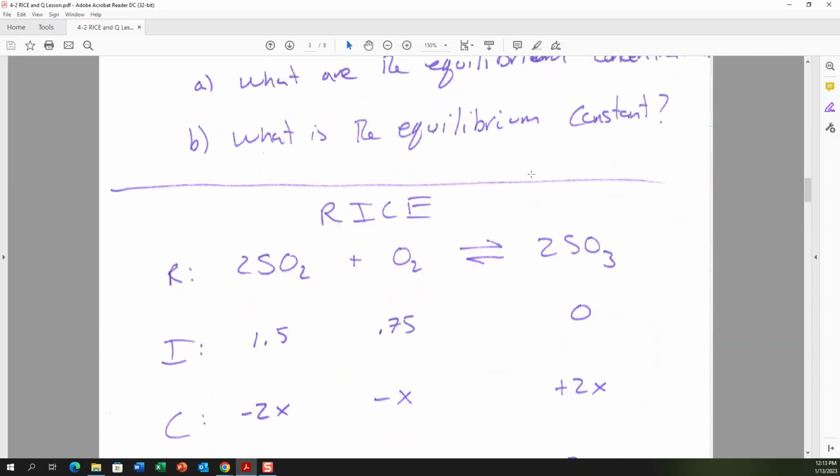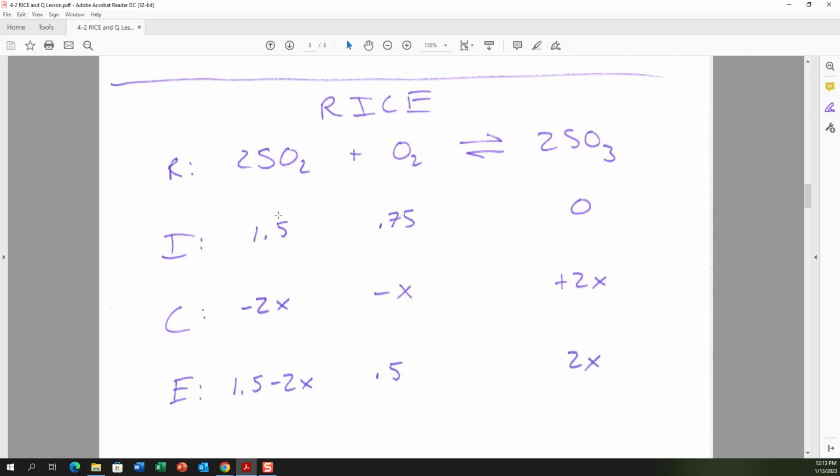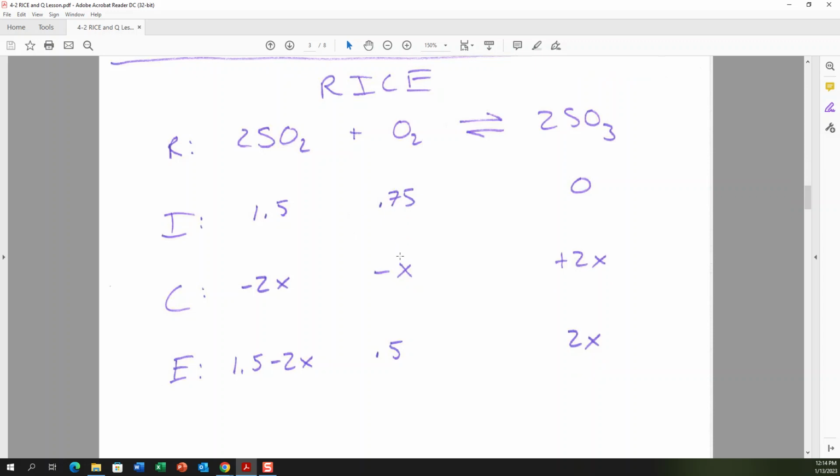All right, so let's set up our RICE chart. Notice I didn't put 3 here, I put 1.5 because I had to do 3 divided by 2. And here I put 0.75, not 1, because I had to do 1.5 divided by 2. When you're making your RICE chart, make sure you're not plugging in moles. Make sure you're plugging in molarity or partial pressures, okay?